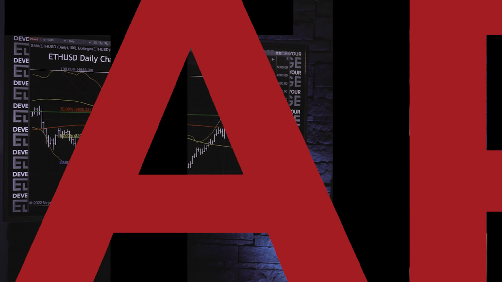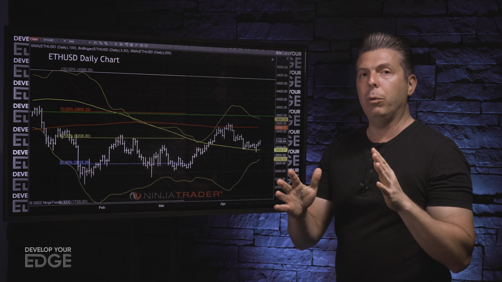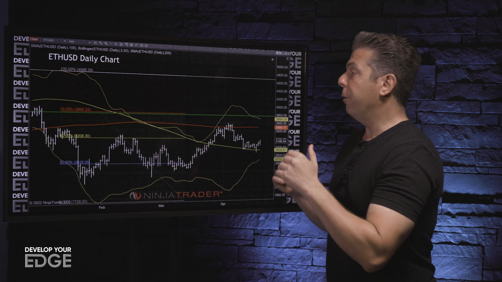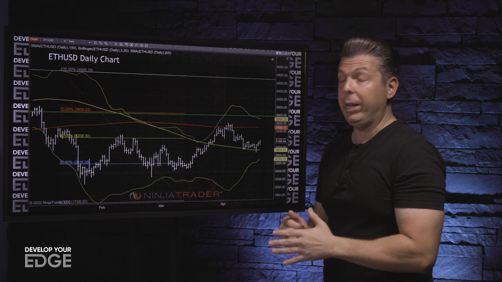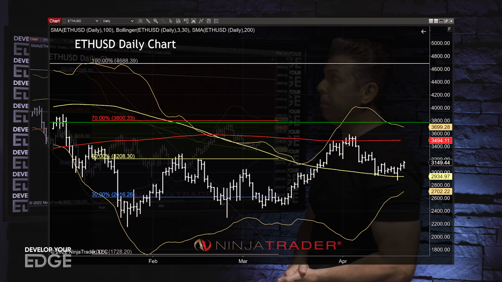Let me take you to this week's NinjaTrader Charting Edge. Pulled up ETH here on a daily chart, and I want to break this down into really two different tapes. The first quarter of the year in ETH is what I want to focus on first. We have my 20 period, 3 standard deviation Bollinger Bands.